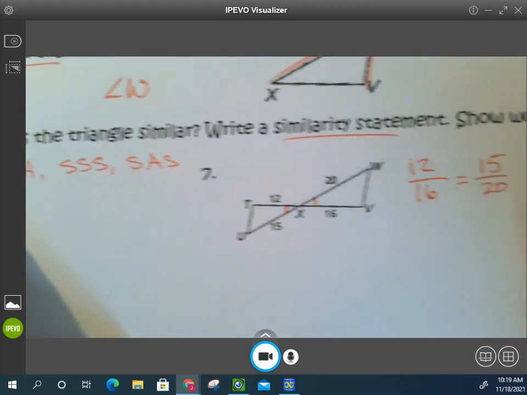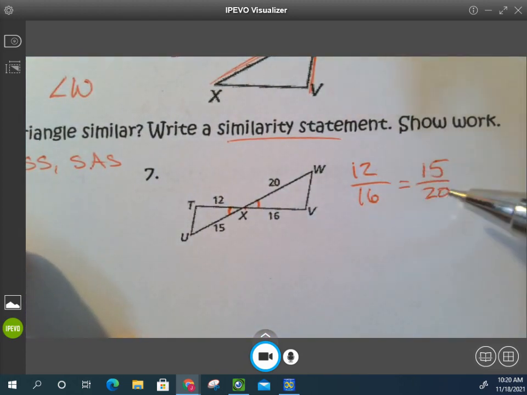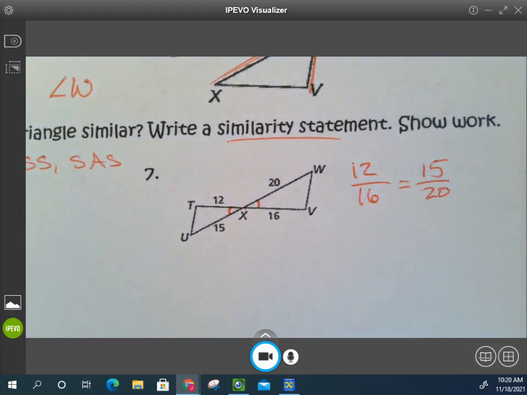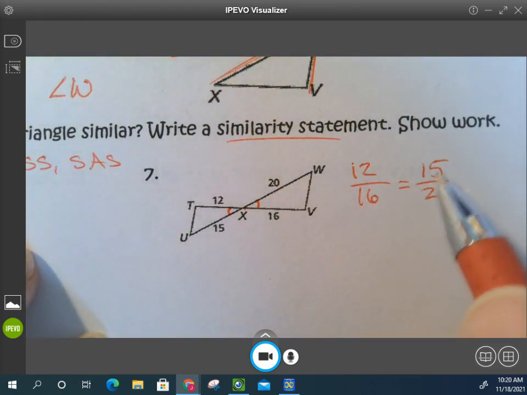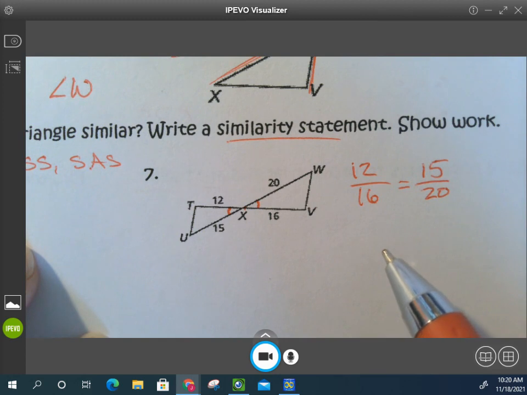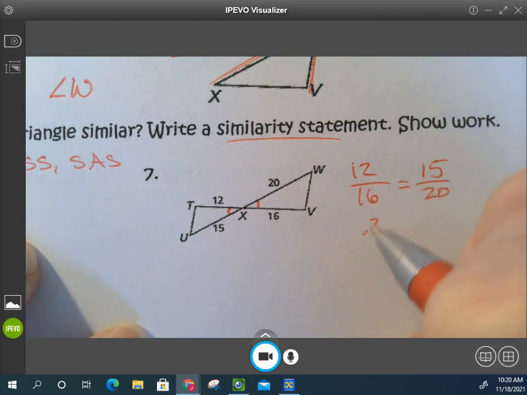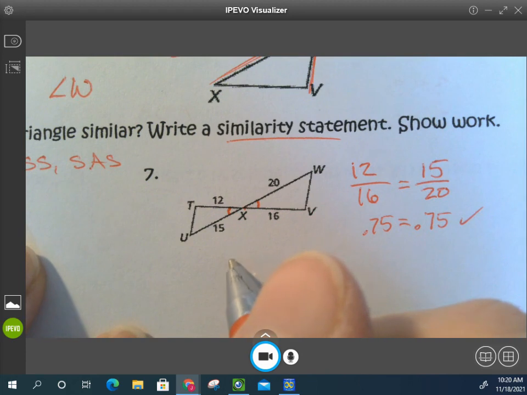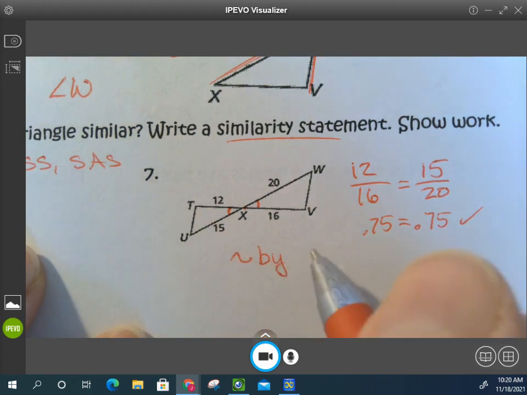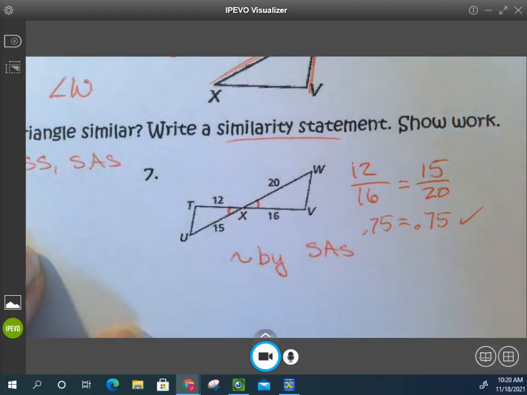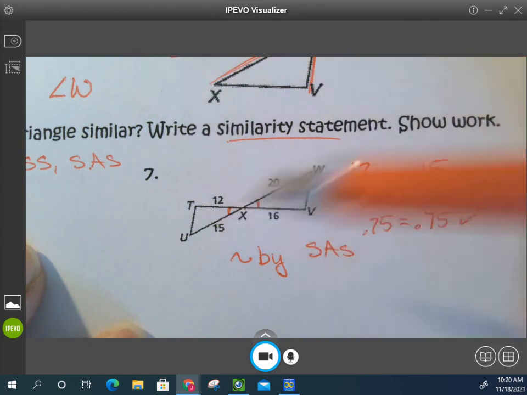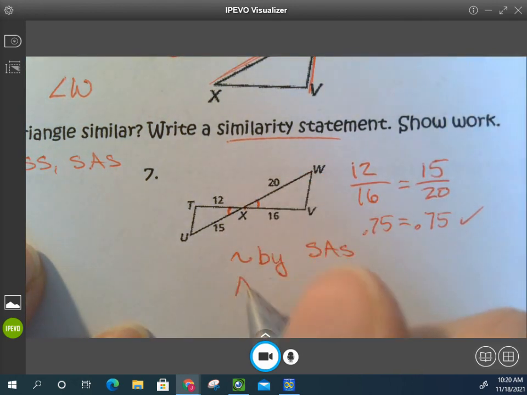So you could do the cross products and see if they're equal, but since we've been consistent with checking multiple proportions, just divide this down or reduce your fraction. They should both be 0.75 or 3/4. So that means that the sides that we needed are proportional. So these triangles are similar by side, angle, side. Side, included angle, side.